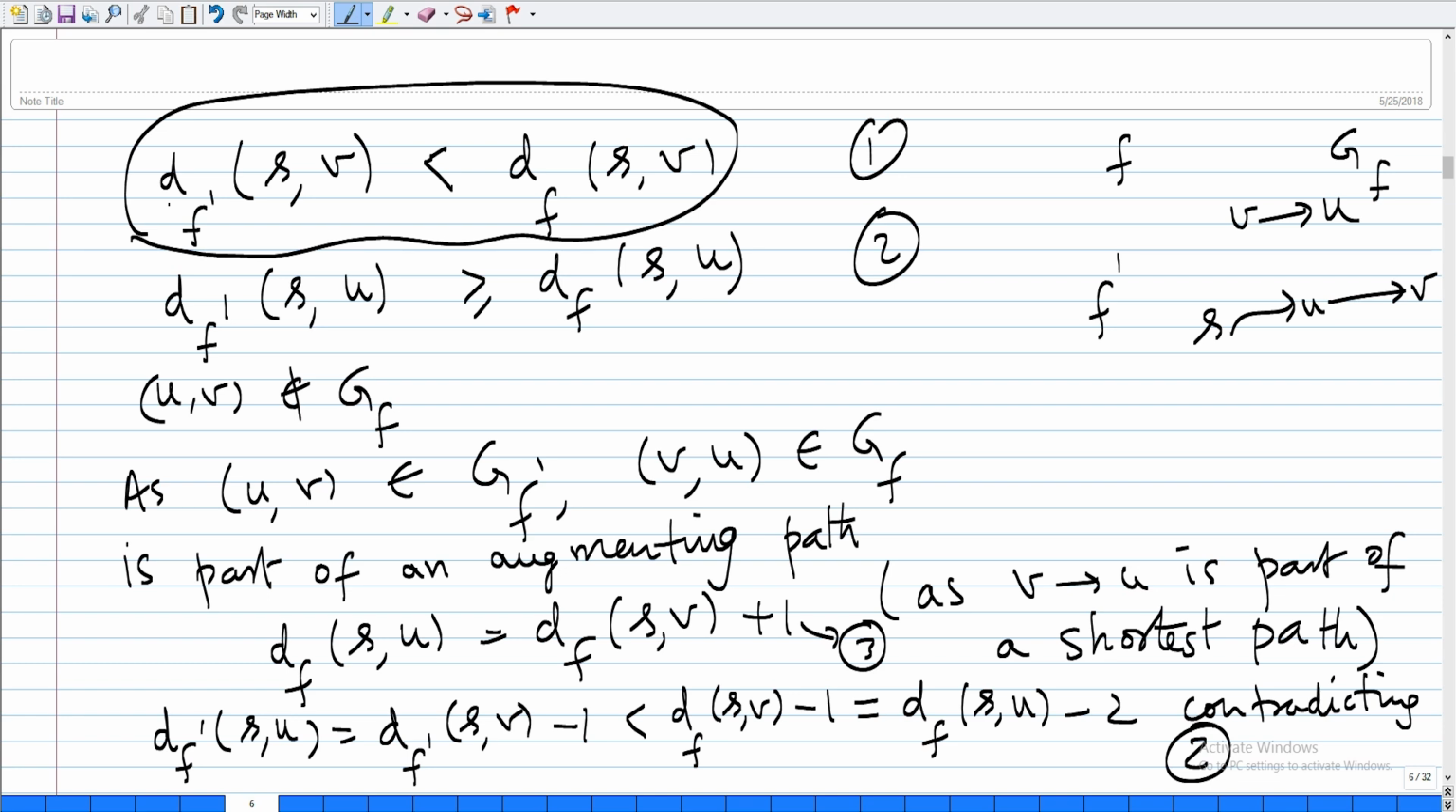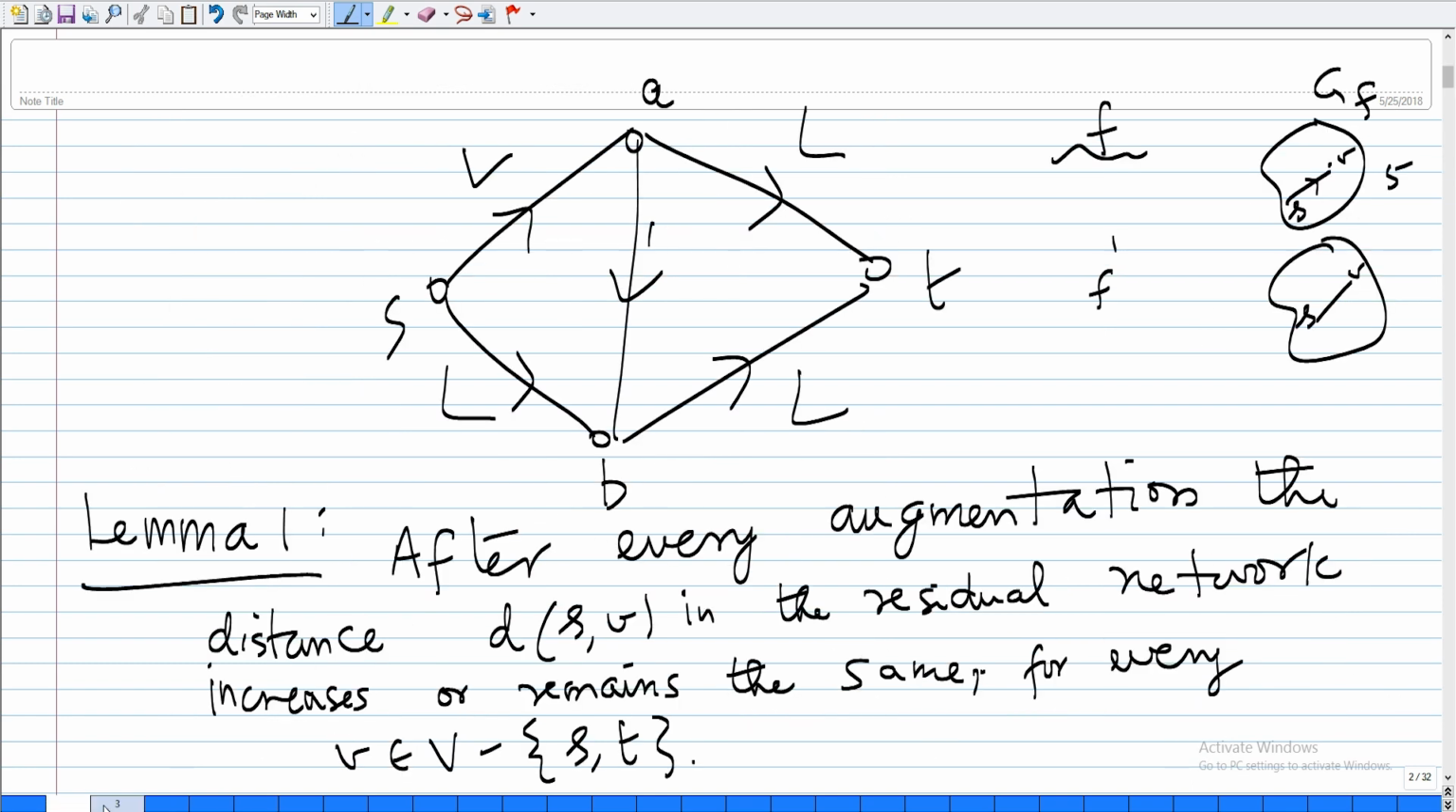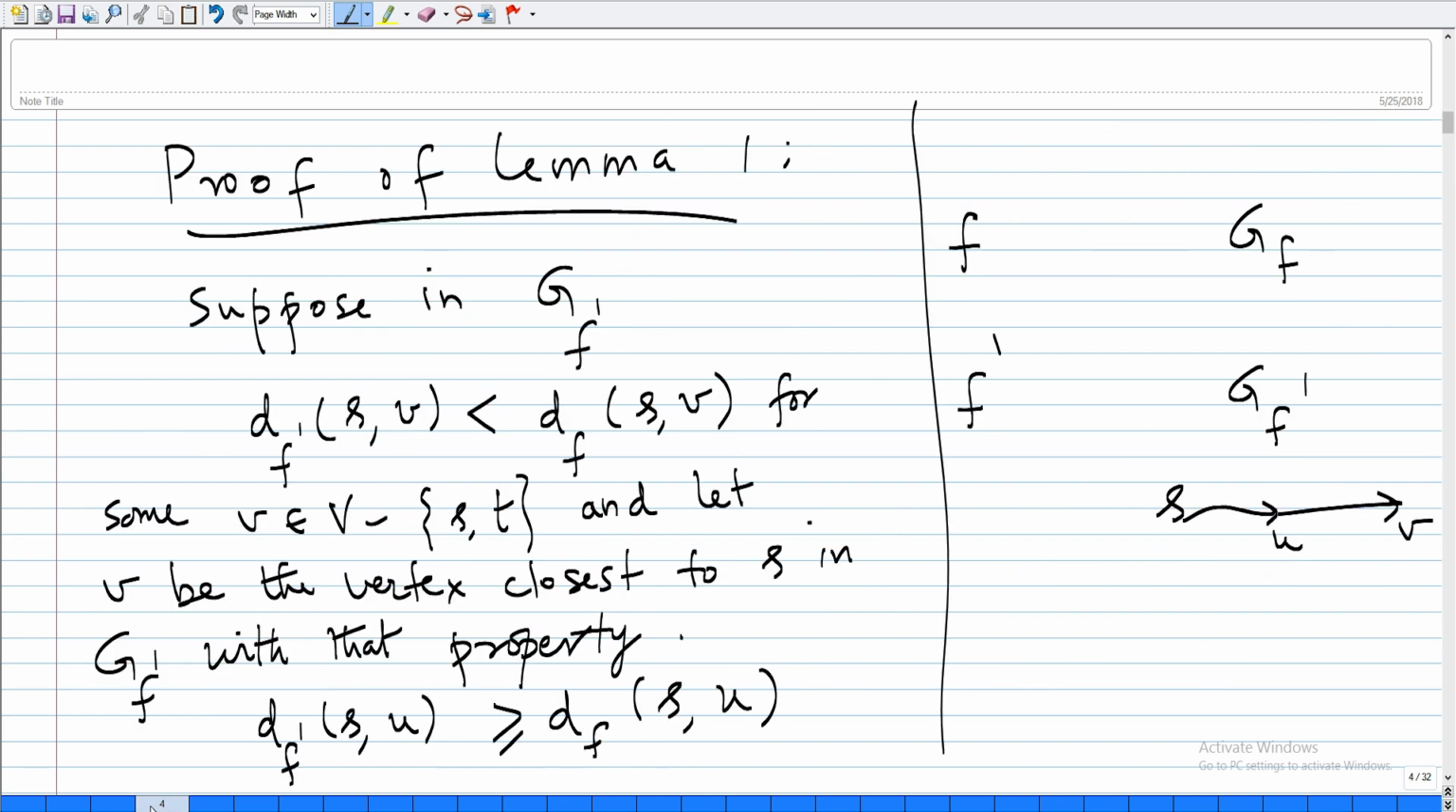Okay, so forget what I said. Okay, good. So, that actually proves lemma 1. So, what did I want to show? After every augmentation, the distance from S to every vertex remains the same or increases. So, we assumed that suppose not, and then we got some contradiction.